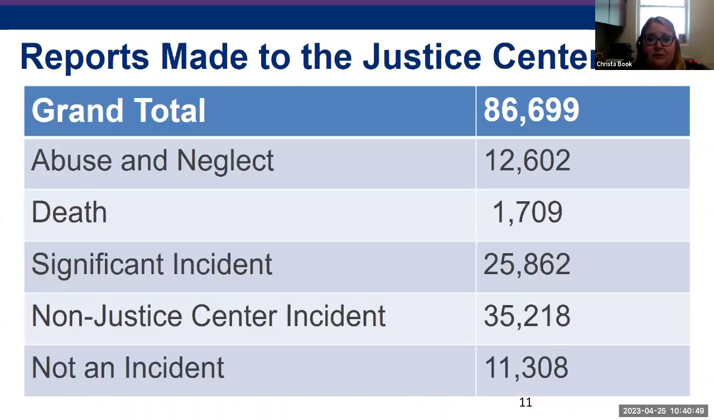So reports made to the Justice Center in 2022, we went over some of these numbers. Abuse and neglect was 12,602. We had 1,709 reports of a death, almost 26,000 significant incidents. But then what we had is non-Justice Center incidents were 35,218. So an example of that might be, it was actually meant for the CPS hotline or something that happened with OCFS in a program that we don't have jurisdiction over.